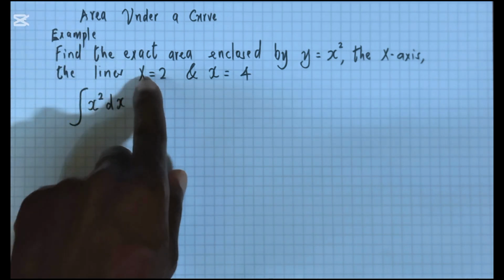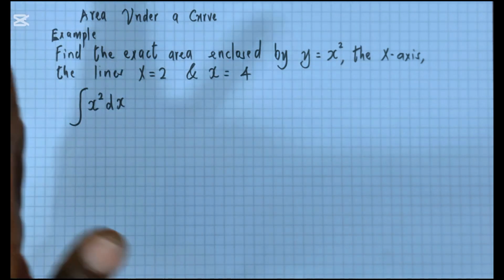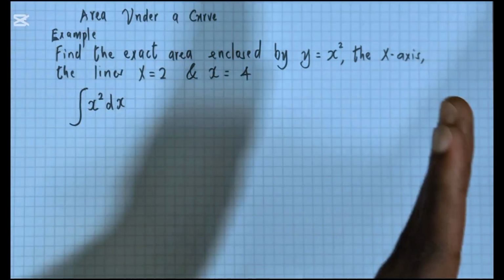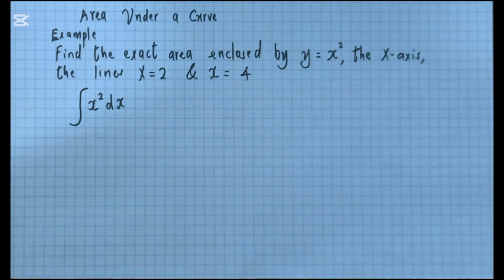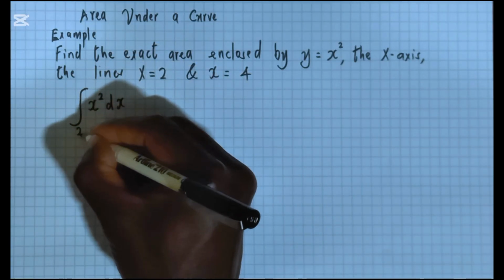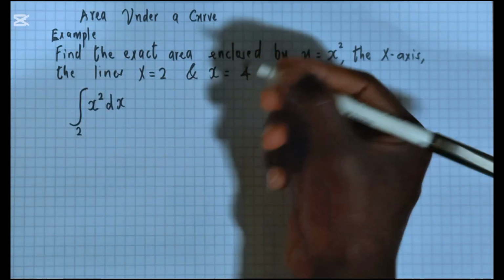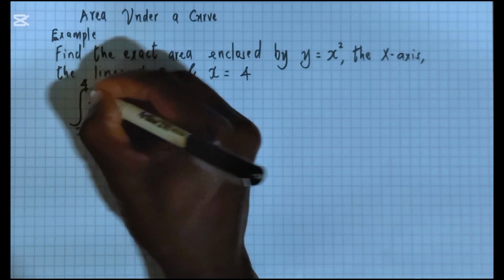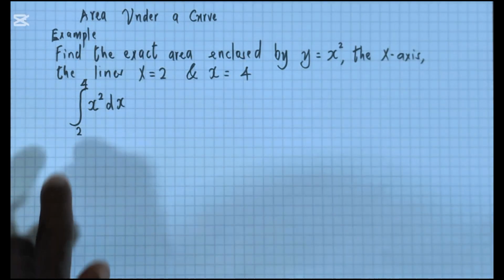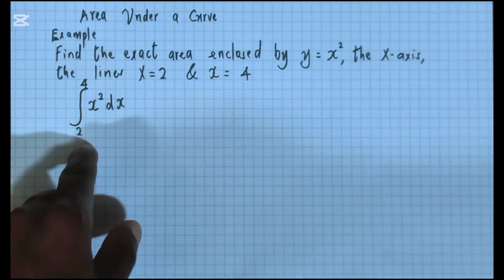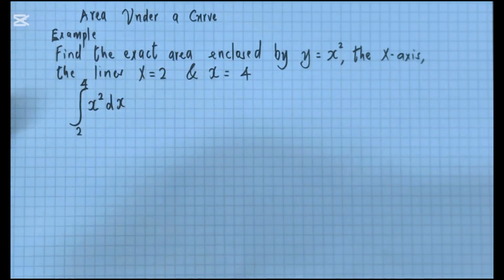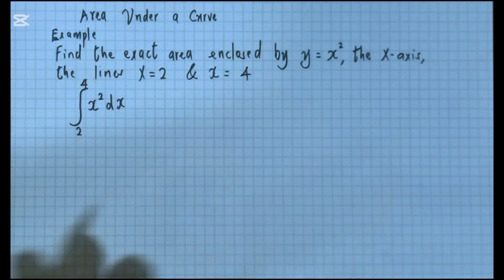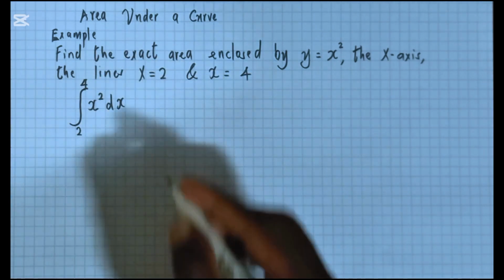We do that taking into consideration the values of x: the lower value of x and the higher value of x. That is x equals 2 as the lower value and x equals 4 as the higher value. By integrating this, we will have found the area of the shaded region that we saw earlier in the graph. So why don't you go ahead and integrate this problem.